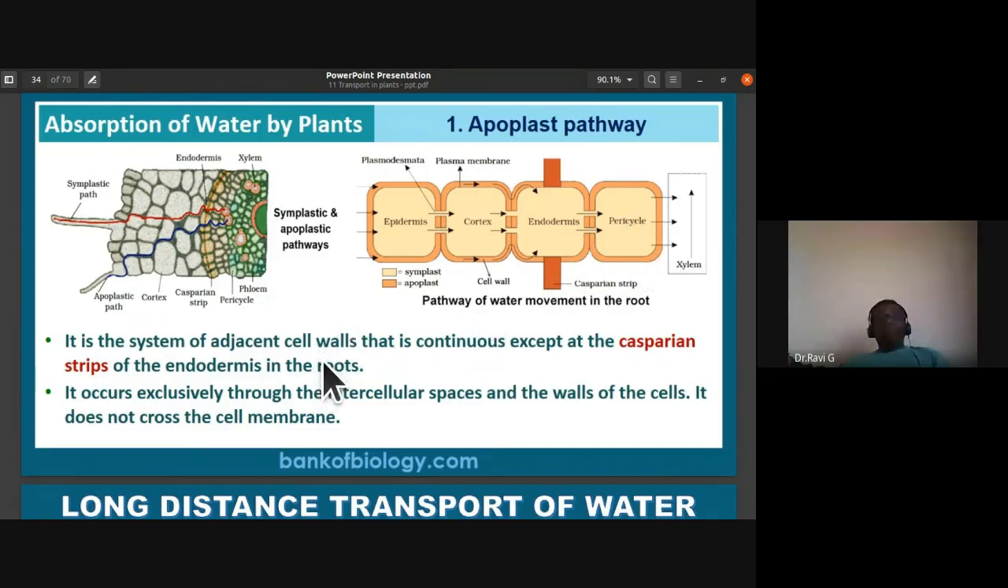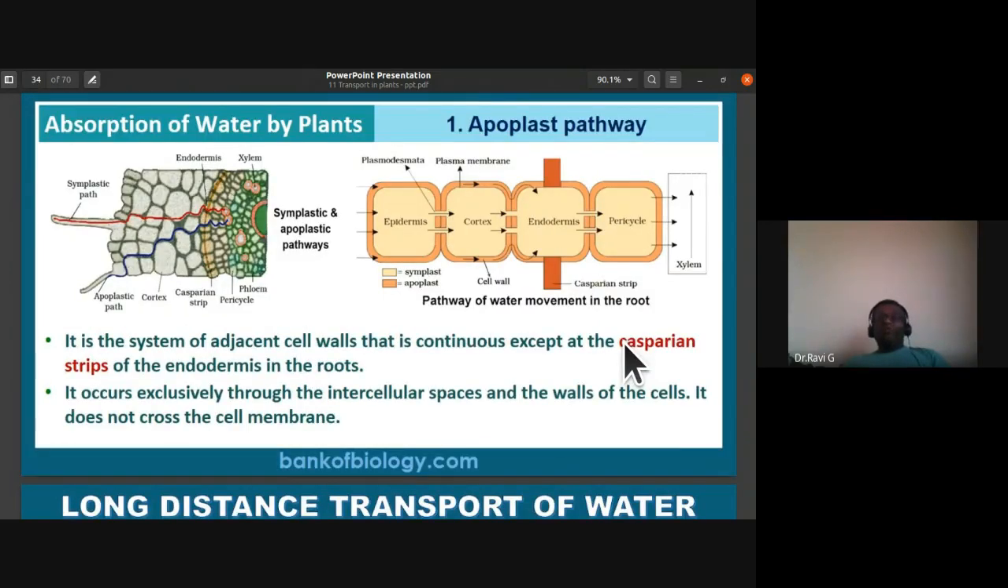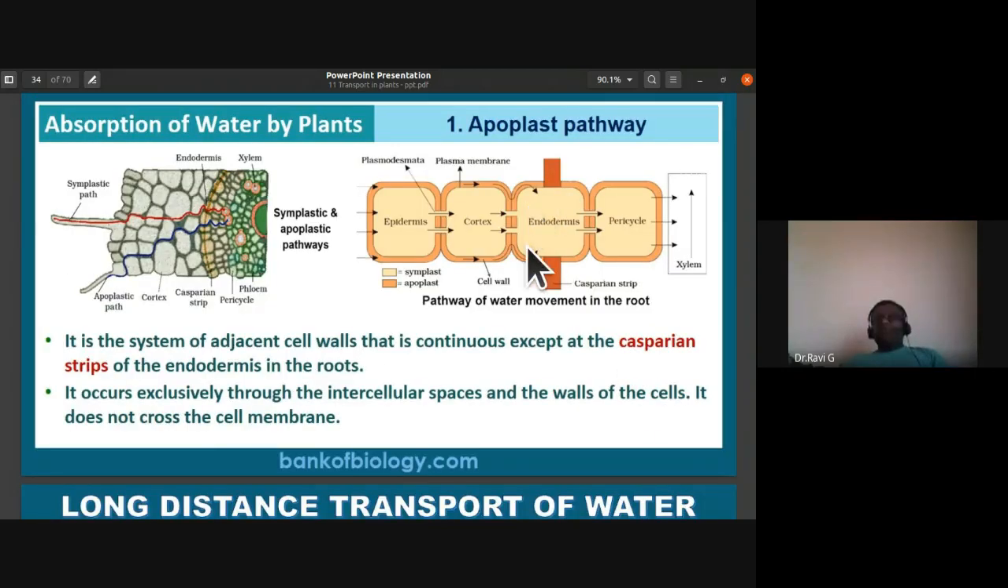So where is the apoplast pathway taking place? The apoplast pathway is a system of adjacent cell walls that is continuous except at the Casparian strips of the endodermis in the roots. The Casparian strips are present in the neighboring endodermal cells. The endodermal cells without Casparian strips, we call passage cells.